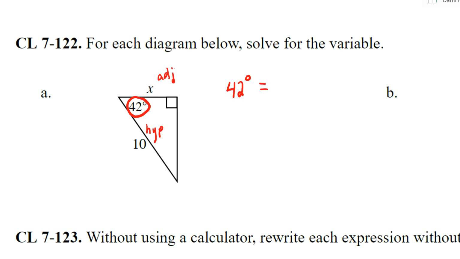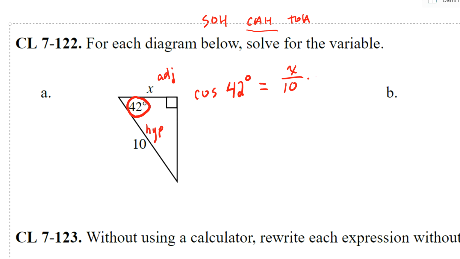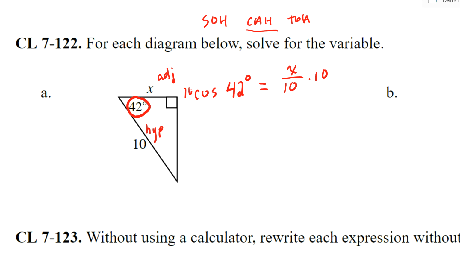So if you remember correctly, we're going to use SOHCAHTOA. So adjacent over hypotenuse would be cosine. So I'm going to do cosine 42 equals x over 10. Okay, from there, how would I solve? Multiply both sides by 10. So x is going to equal 10 cosine 42. Got to use a calculator for that.